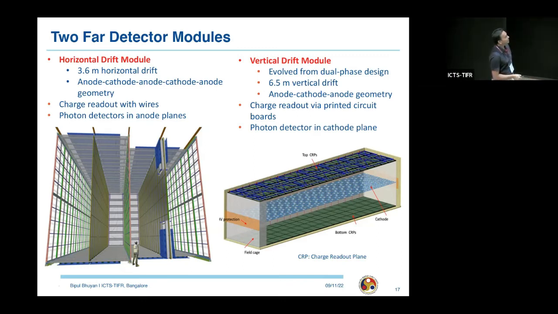The other module that I talked about is going to be the vertical drift module, and it has evolved from the dual phase design. In this case, the drift is going to be about 6.5 meter in the vertical direction. And the geometry in this case is going to be an anode plane followed by a cathode and anode geometry. And in this case, the charge readout is going to be done by printed circuit boards. And then we are going to put the photon detectors on the cathode plane.